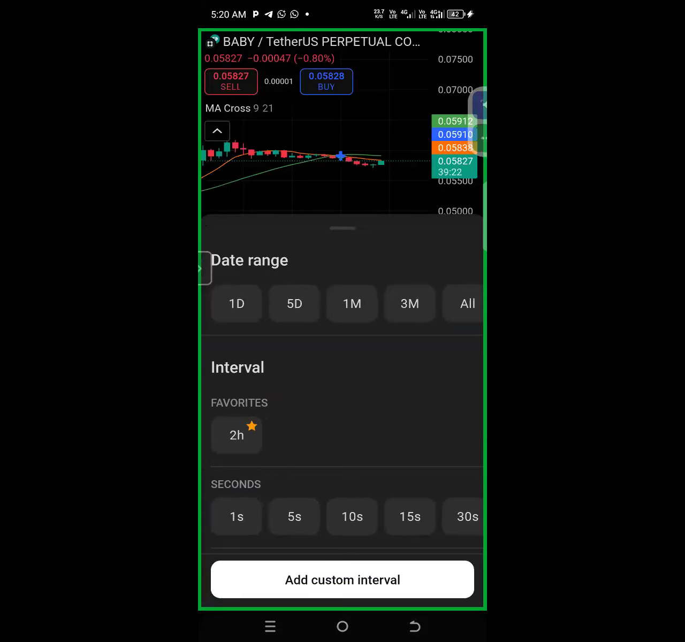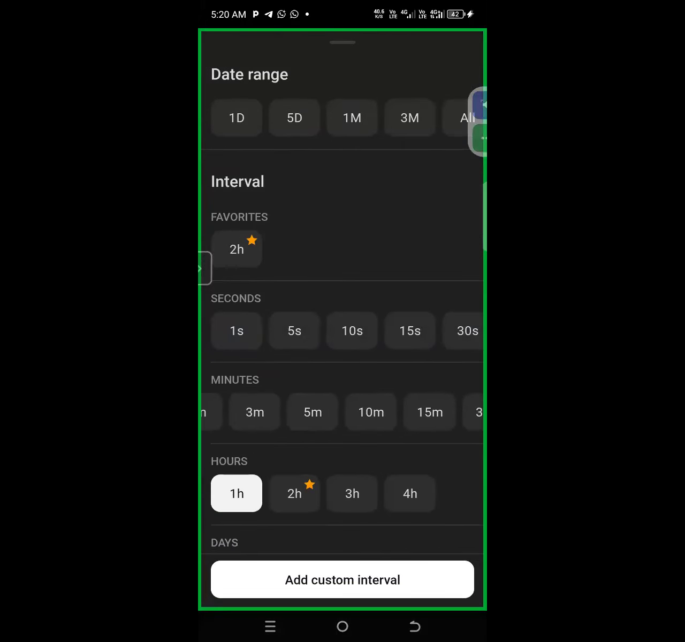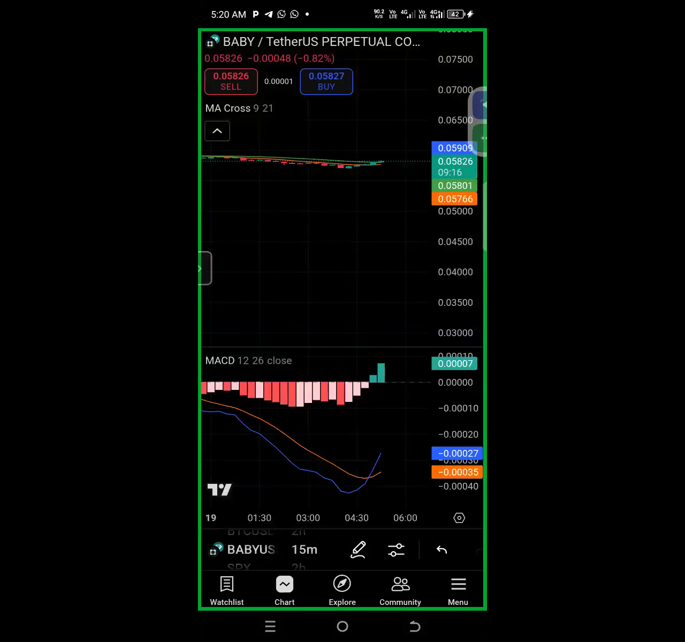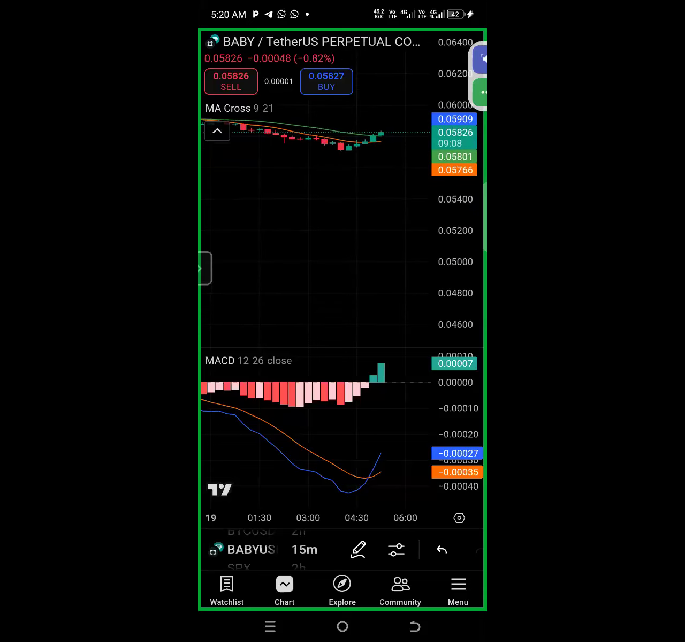So we look at the short-term time frame, that is the 15-minute time frame. Well, the 15-minute time frame is saying it's bullish. And let's look at the moving averages.